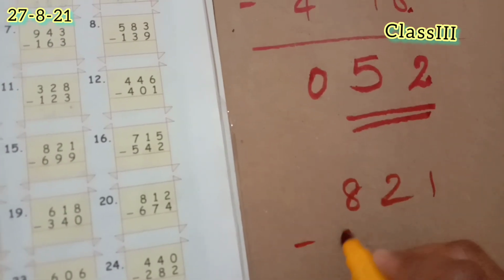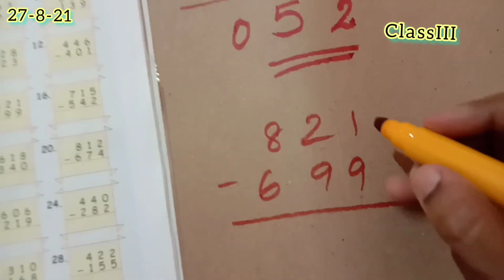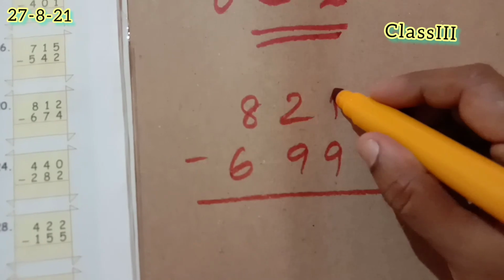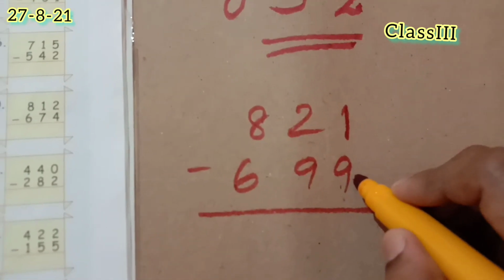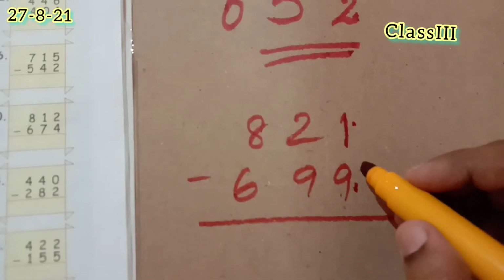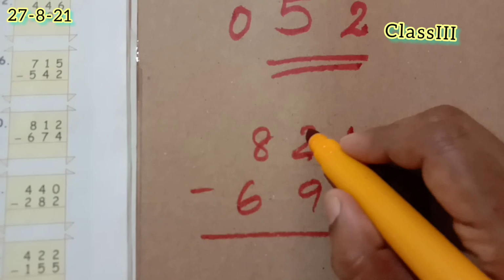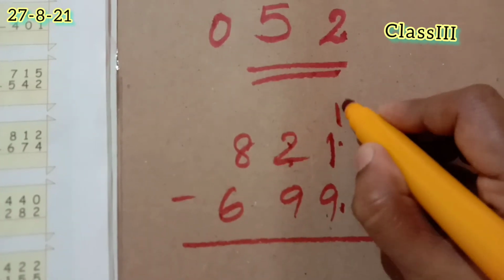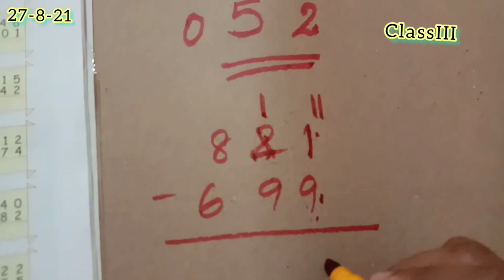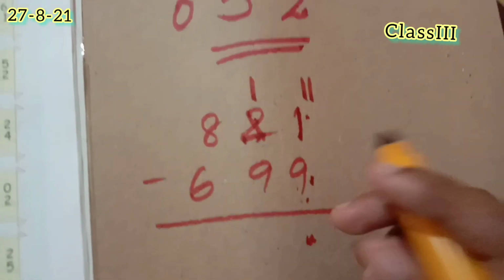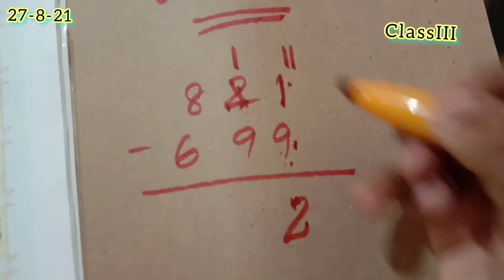821 minus 699. So tell me, is it possible, 1 minus 9? Look here, subtrahend is higher than minuend. In such case, what will we do? Borrow from the next. So this 1 becomes 11, 2 becomes 1. 11 minus 9, what is it? After 9, 10, 11. It is 2.